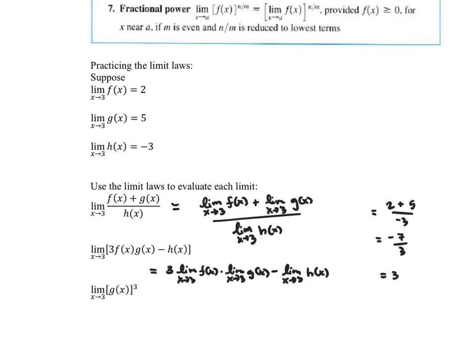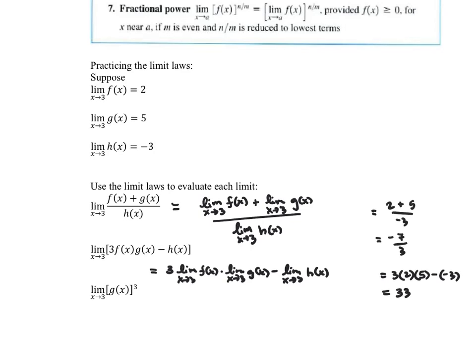That would be 3 times the limit as x approaches 3 of f of x, which is 2, times the limit as x approaches 3 of g of x, which is 5, minus the limit as x approaches 3 of h of x, which is negative 3. The original limit should then equal 30 minus a negative 3, which would be 33.